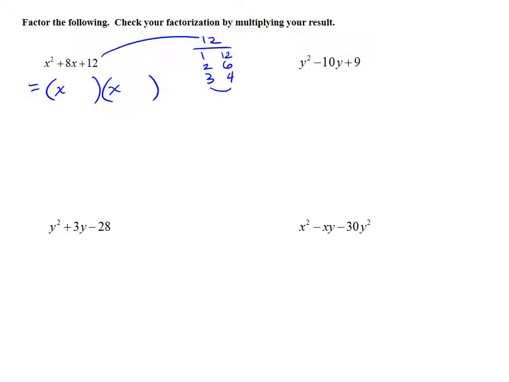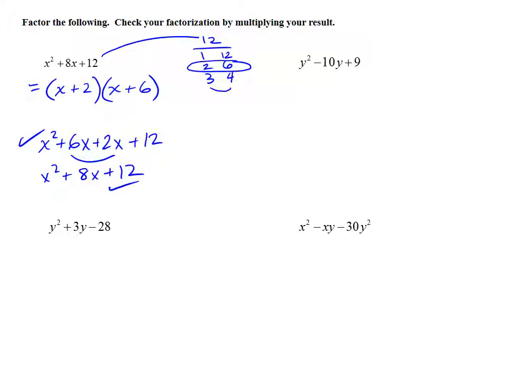Now we want two factors that add up to 8. 2 and 6 add up to 8, so I would put a plus 2 and a plus 6 in right here. And we could check that by multiplying. X times x is x squared, plus 6x for the outside, plus 2x for the inside, plus 12 for the last terms. The middle terms add up to 8x, plus 12, and there we have our result. That's where we started. So this really is our factoring result.